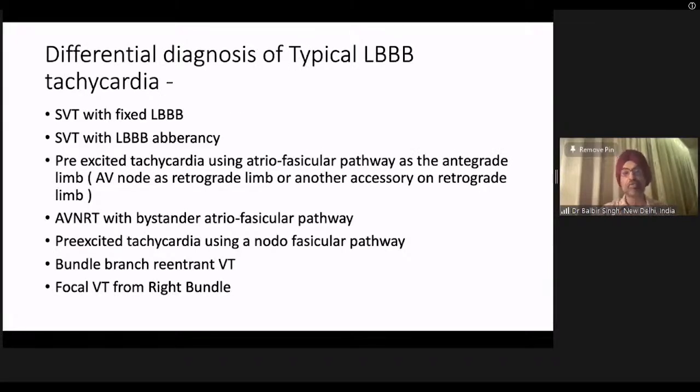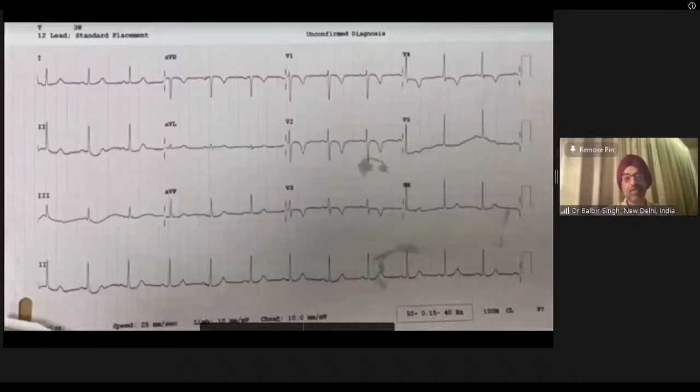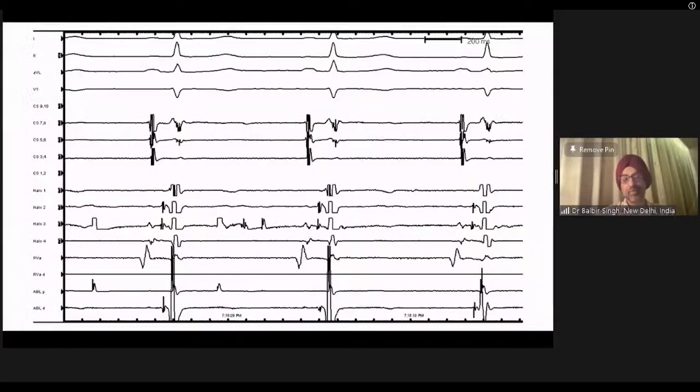So the differential diagnosis of this typical LBBB, so we accept that this is typical LBBB, is SVT with fixed LBBB, SVT with LBB aberrancy, pre-excited tachycardia using an atrioventricular pathway, AVNRT with a bystander atrioventricular pathway, pre-excited tachycardia using a nodoventricular pathway. So here you can have a VA block, a bundle branch reentrant VT or a focal VT from the right bundle. So this is all the differential diagnosis that you have for this tachycardia. So this is what we have in the lab.